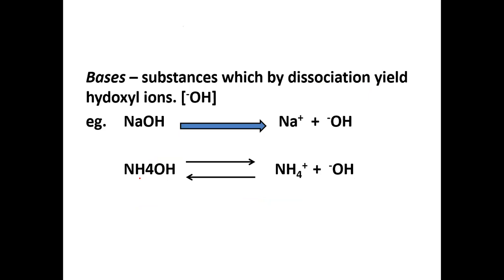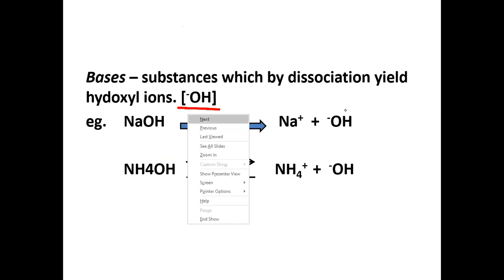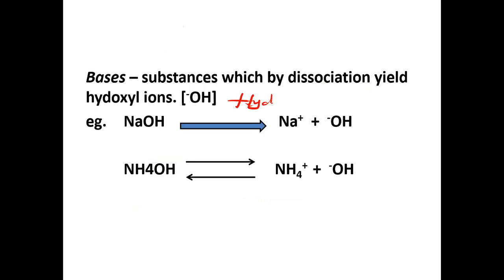Let's look at a base, according to the same scientists. They are saying a base is any substance or compound which also breaks down in solution, but this time around will produce the hydroxyl anion. This is the hydroxyl anion. So once the compound is able to produce the hydroxyl anion, then it qualifies to be a base.